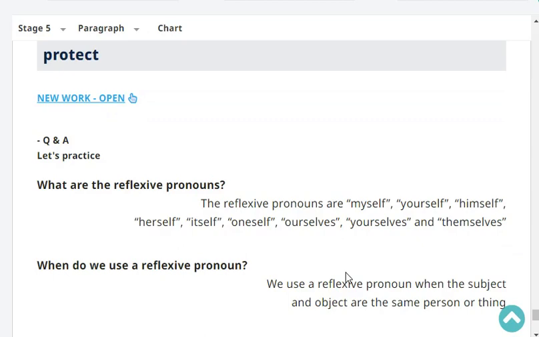What are the reflexive pronouns? The reflexive pronouns are myself, yourself, himself, herself, itself, oneself, ourselves, yourselves, and themselves.